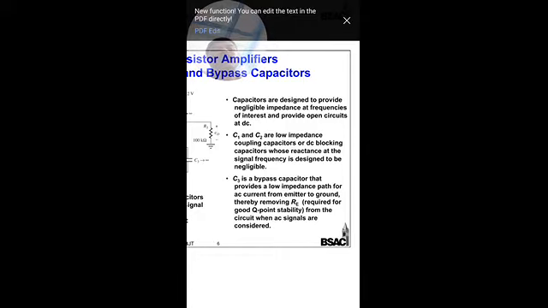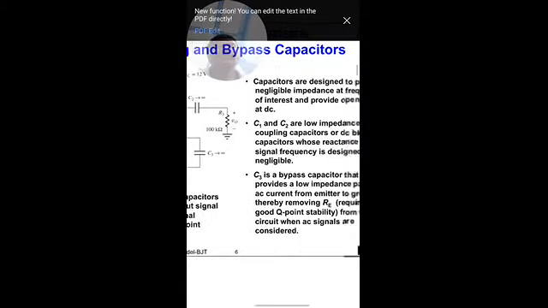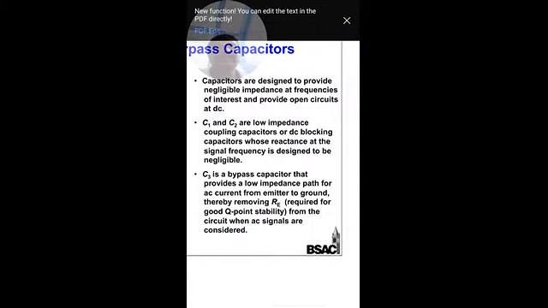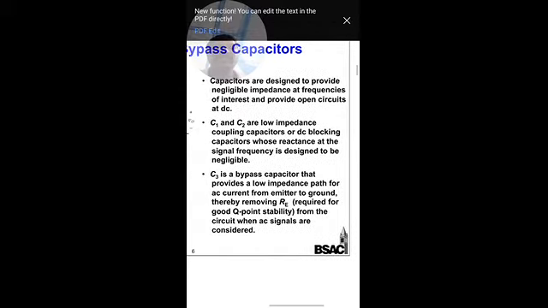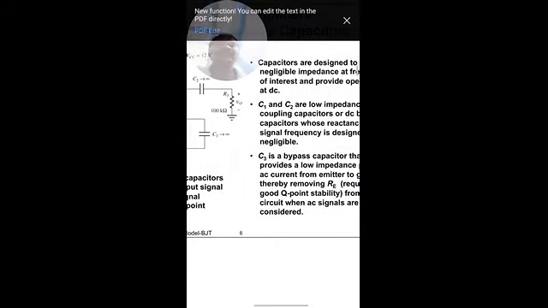C1 and C2 are low impedance coupling capacitors. They act as short circuit for AC and open circuit for DC, so they are also known as DC blocking capacitors, whose reactance at the signal frequency is designed to be negligible. At the operating frequency, the reactance of the coupling capacitor is negligible.